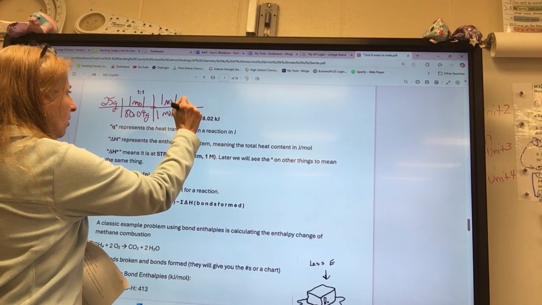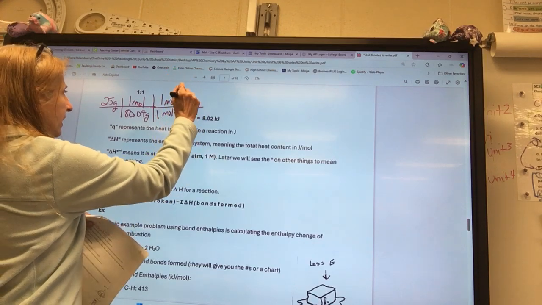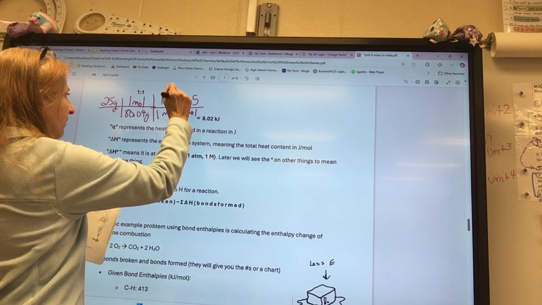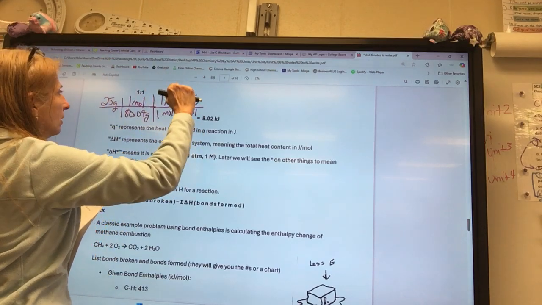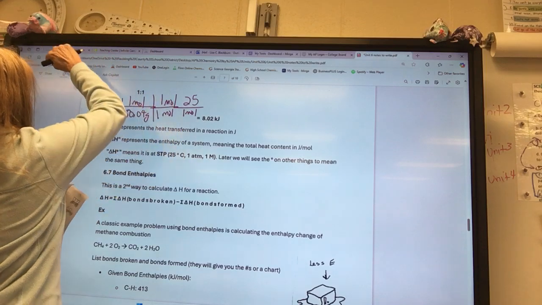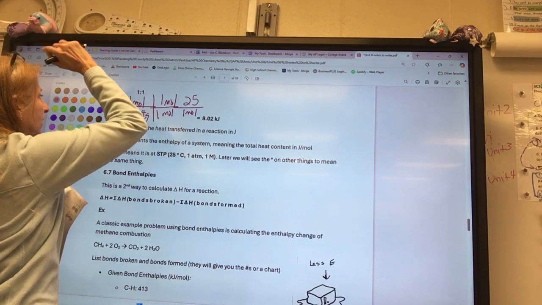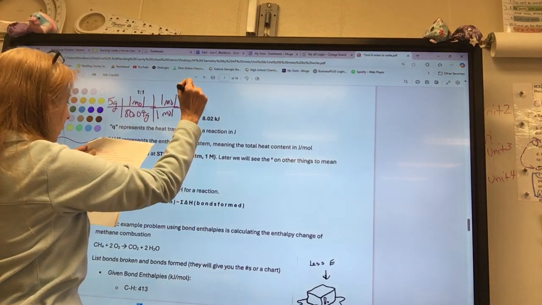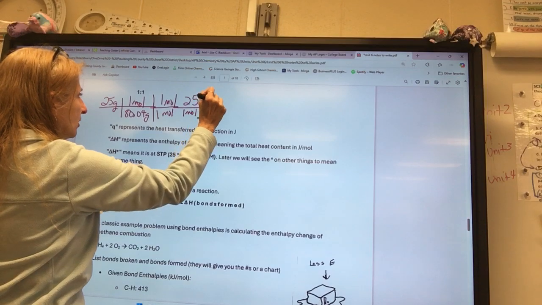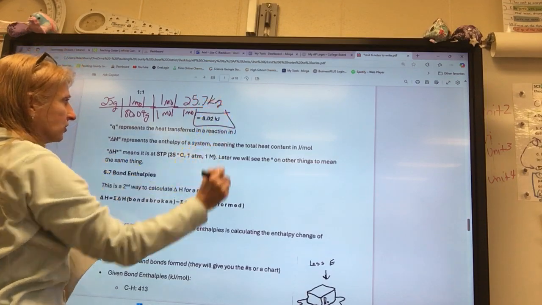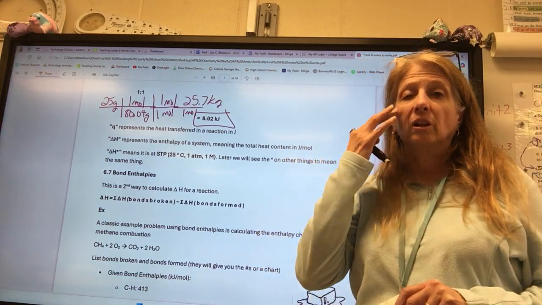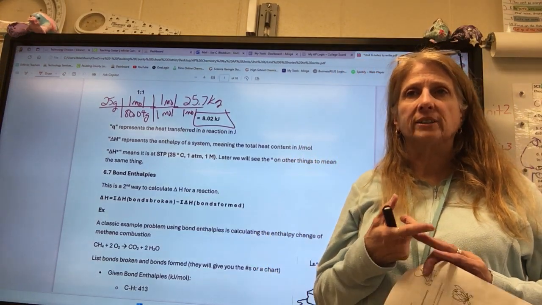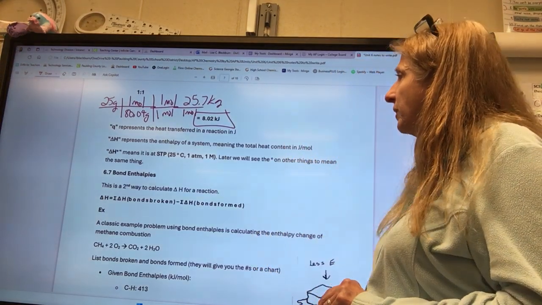We have 1 mole of our heat, and our heat is positive 25. That's kind of bad looking. Let's fix it, it makes it look like it's saying 125. I got a little crazy there. All right, 25.7 kilojoules, and there's our answer, 8.02 kilojoules. Okay, that's not too hard, is it? Very similar to what we've been doing.